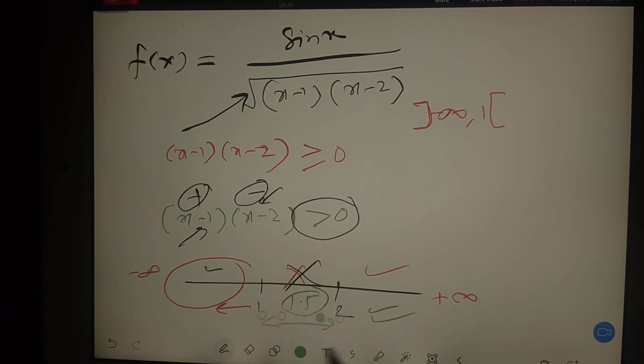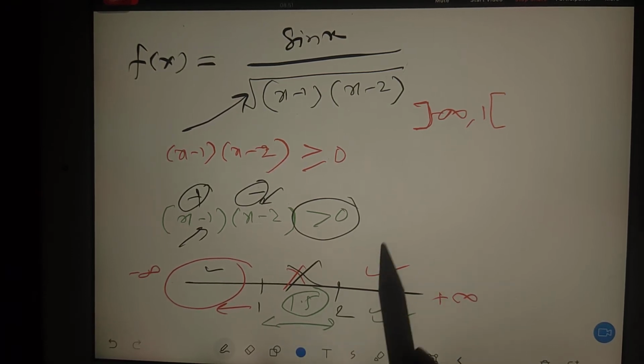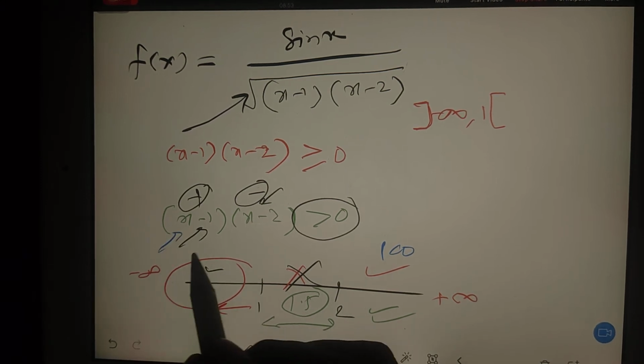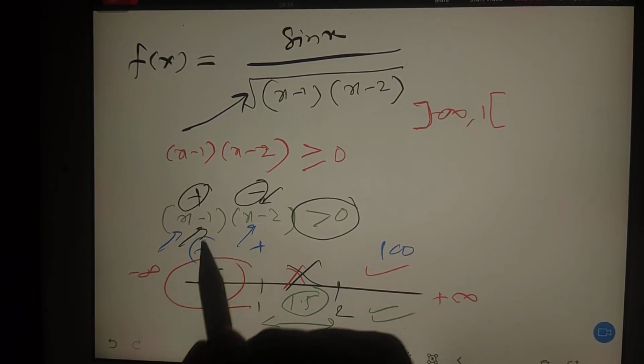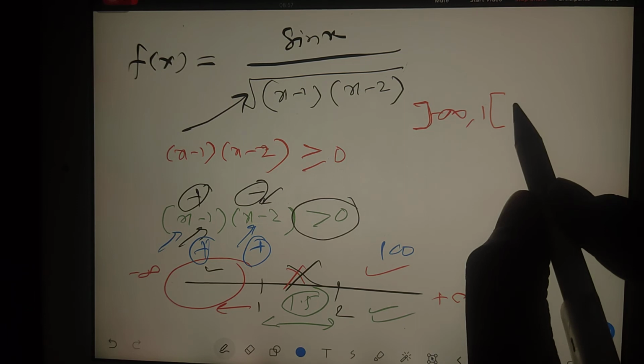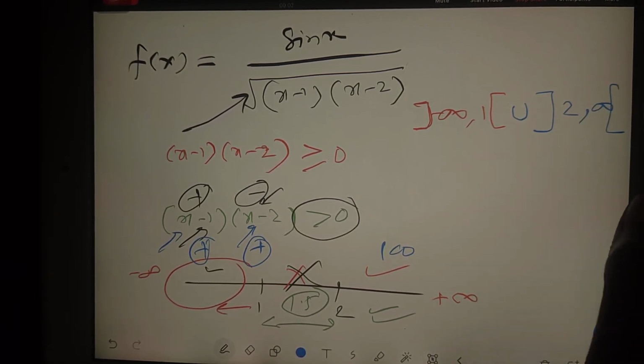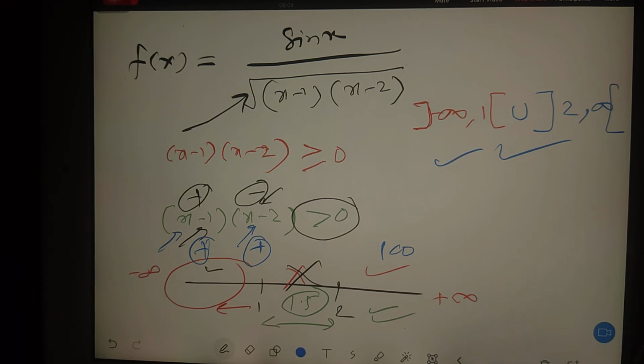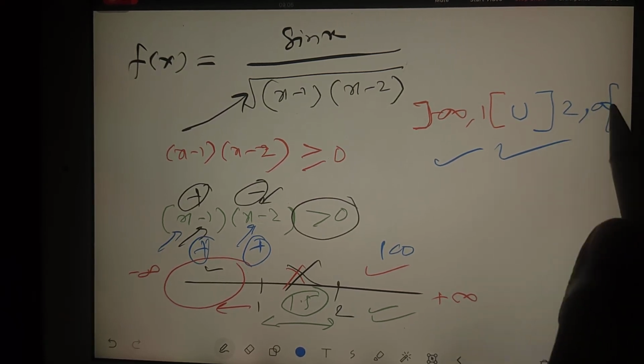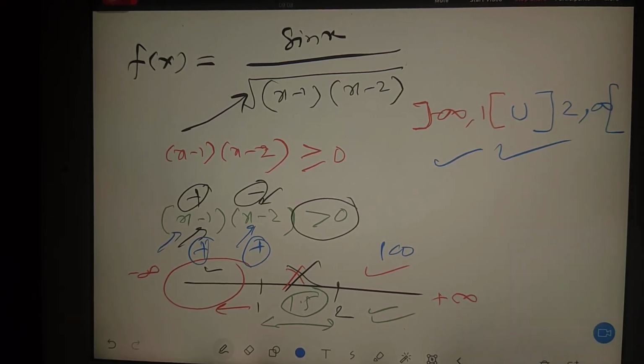More than 2? You can choose. Take any number, suppose 100. Substitute 100 here, positive answer. Substitute 100 here, positive answer. So positive into positive is positive. So the union with 2 to infinity, open interval on both sides. So this became your domain for this question. Now let's practice some more questions.